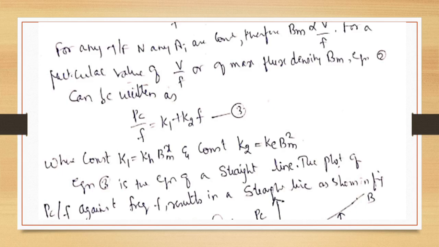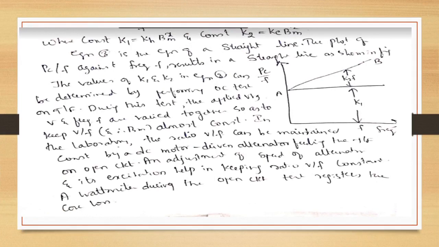For a particular value of V by f, or of maximum flux density Bm, we can write the equation as Pc by f equal to K1 plus K2 f. K1 is Kh Bm power x and K2 is Ke Bm square. So equation 3 is an equation of a straight line. Plot of this Pc by f against frequency will result in a straight line. So this is the diagram showing frequency versus Pc by f. And this part is K1 and this is K2 f.